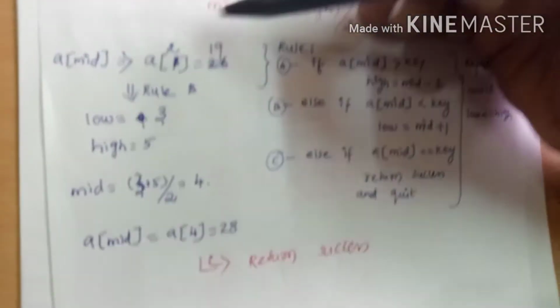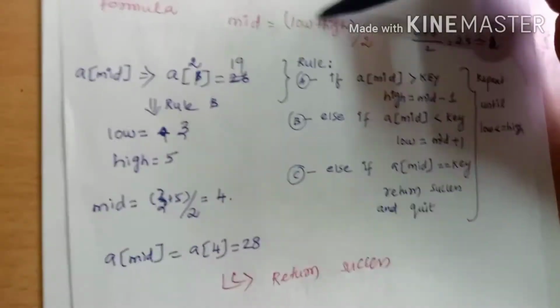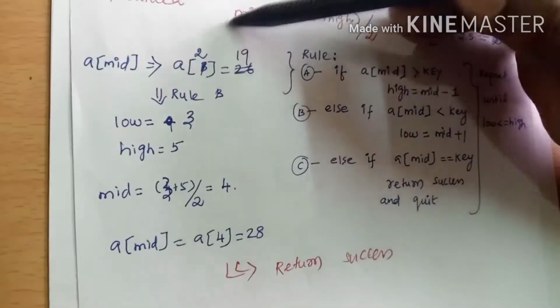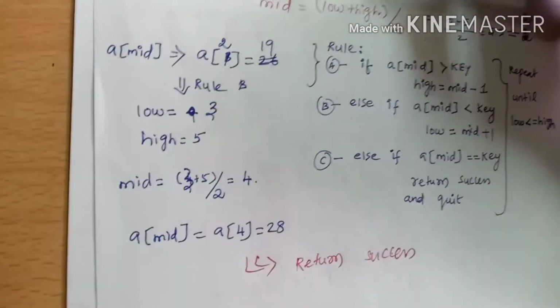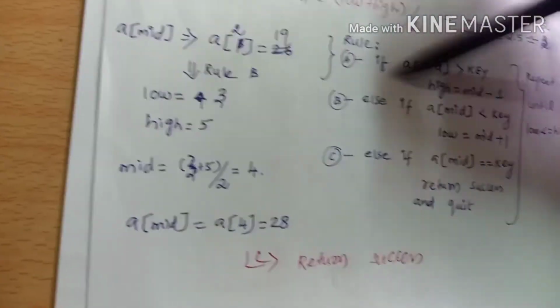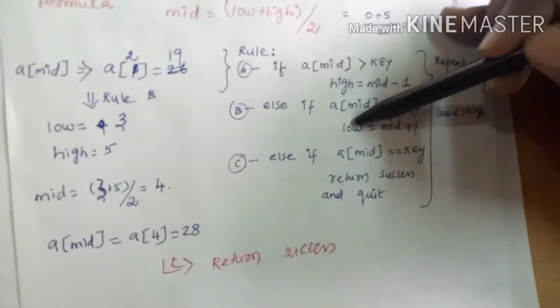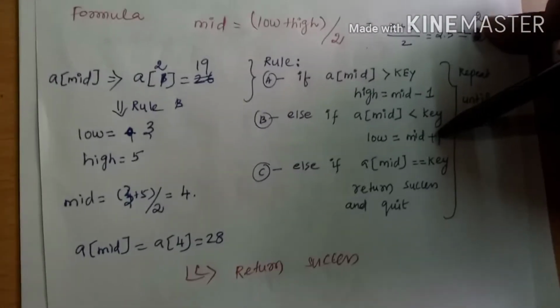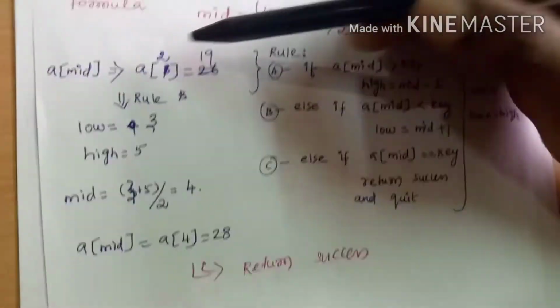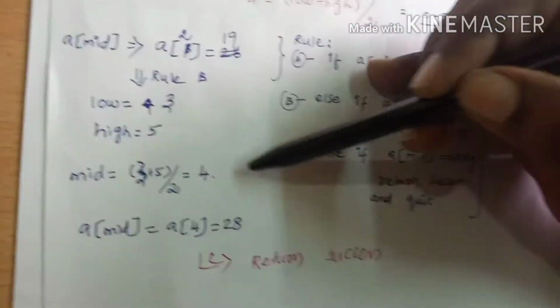Now take our example. A of 2 is 19 and our search key is 28. So this A of mid, 19, is lesser than 28. So we apply rule B because A of mid is less than key. What does rule B say? Apply low equal to mid plus 1. What is low? 0. What is mid? 2. 2 plus 1 is what? 3.